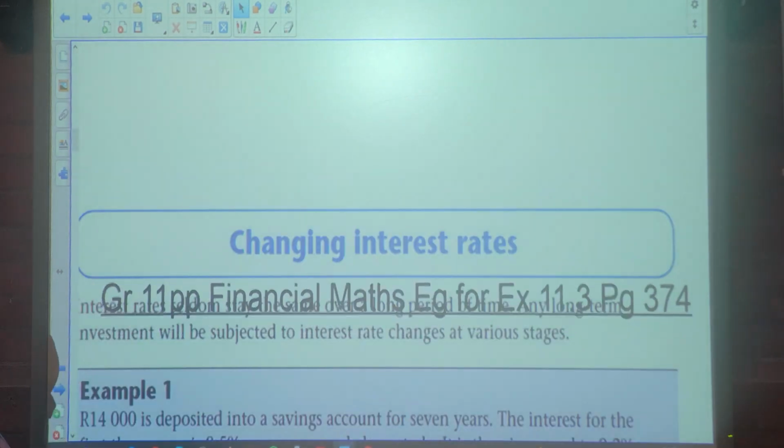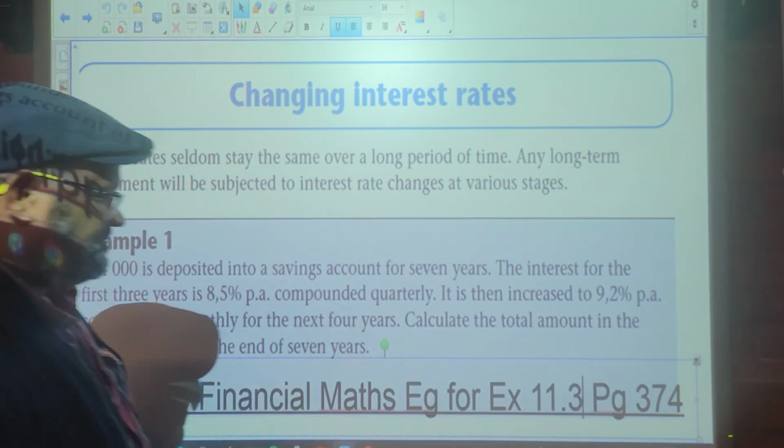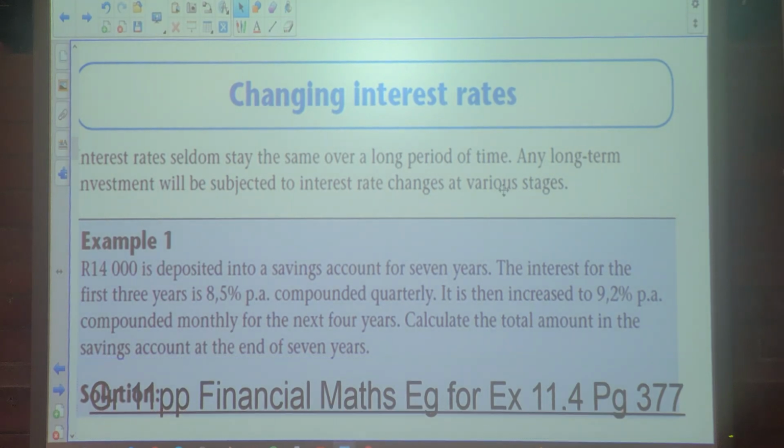11.4, is that correct? Changing interest rates. Exercise 11.4 is on page 377. This example that we are doing is on page 375.